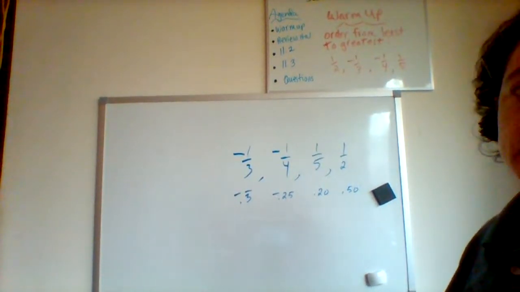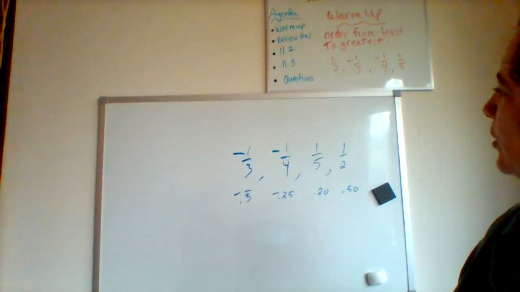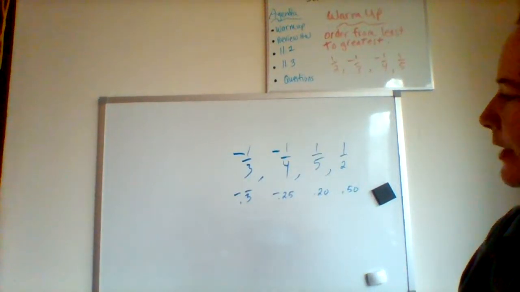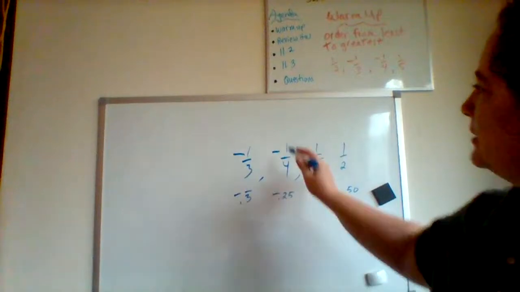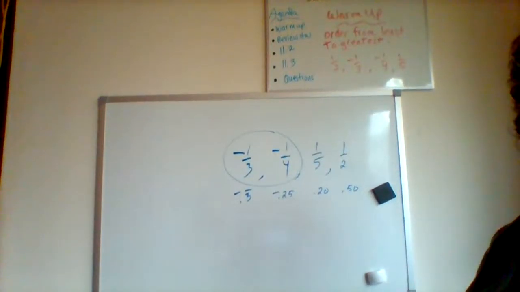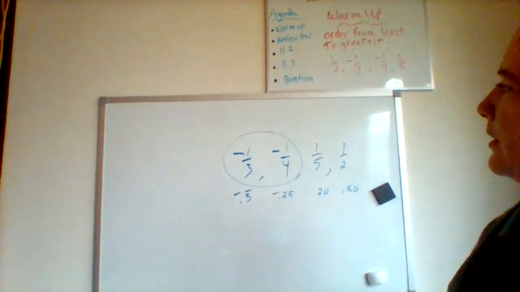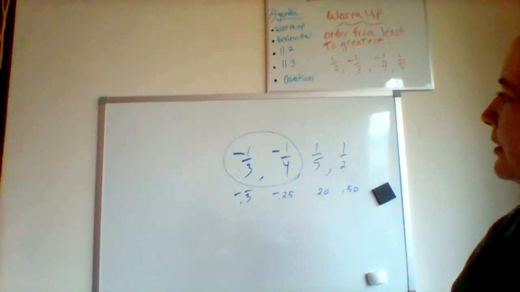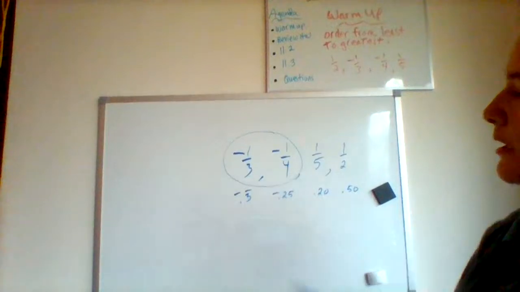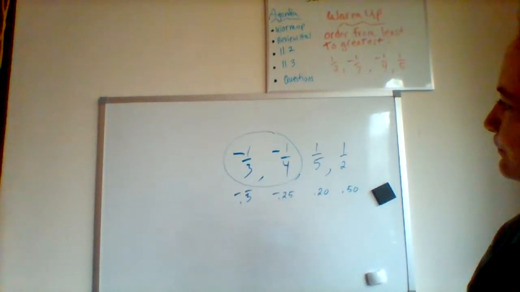Now, the other way you could look at this is that they all have the same numerator. So when they all have the same numerator, let's focus on these guys first because they're on the negative side. We'll put them in a group of their own. If I have the same number of pieces, there's a denominator of 3 and a denominator of 4. That means the whole was cut into different pieces.